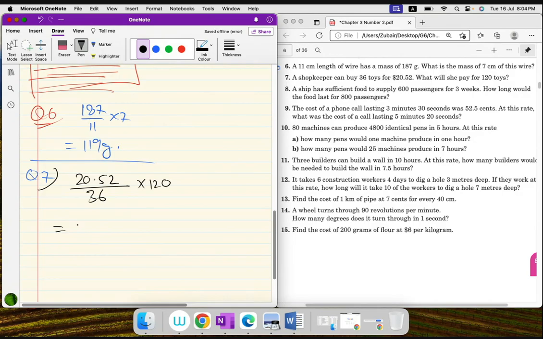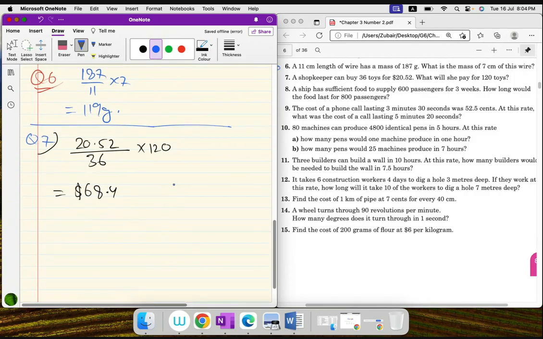So we can also do it like this: 36 toys for $20.52, so X for 120 toys, and then cross multiply. I personally like that method. You don't have to think about anything. These are exactly the same, but just the writing style differentiates the thinking process.